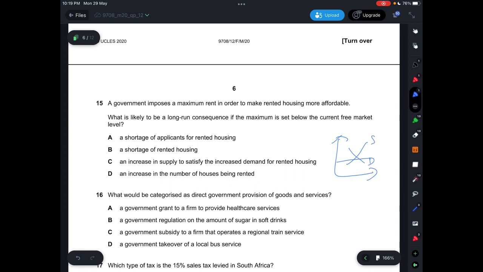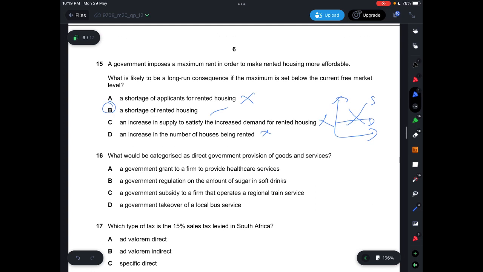A says a shortage of applicants for rented housing, meaning that there's a decrease in demand, which is not correct. B, a shortage of rented housing, which is correct. C says an increase in supply, which is wrong. D says an increase in the number of houses being rented, which is wrong. The answer is B.